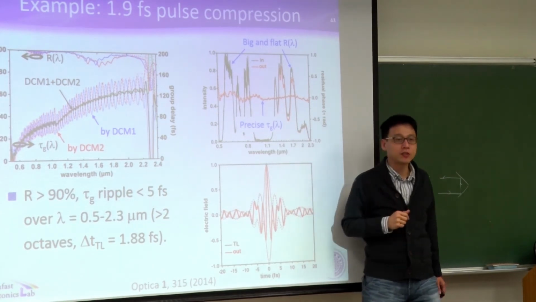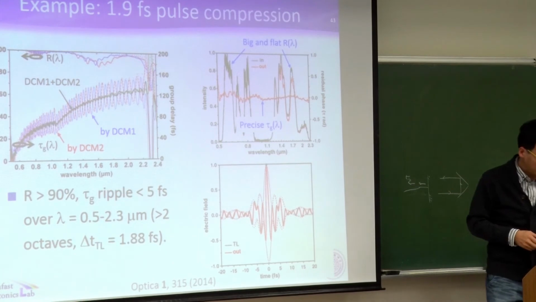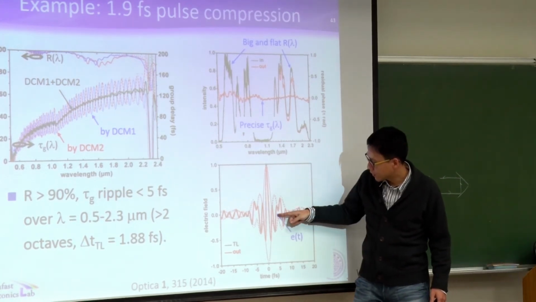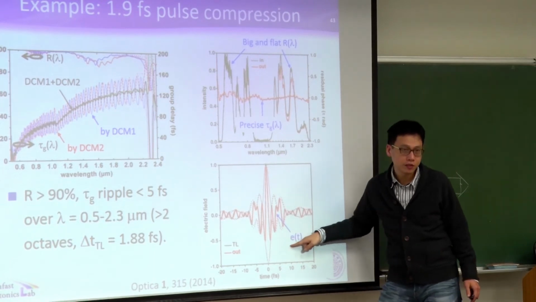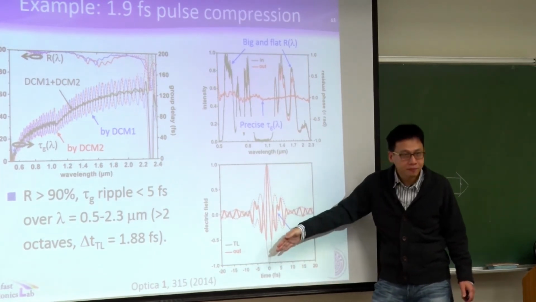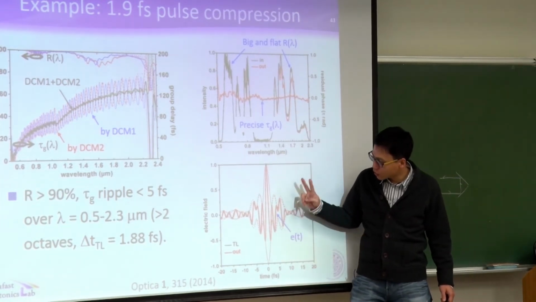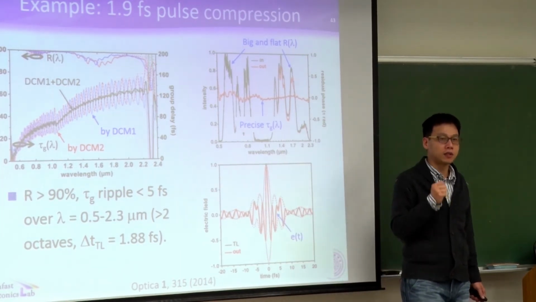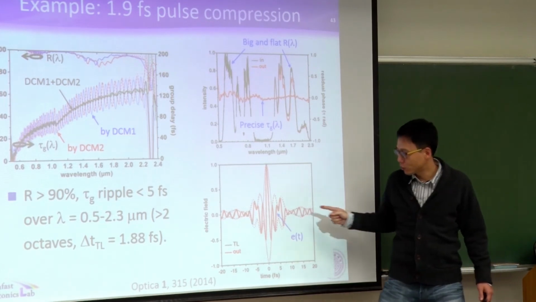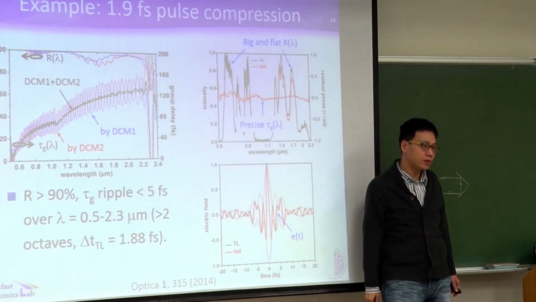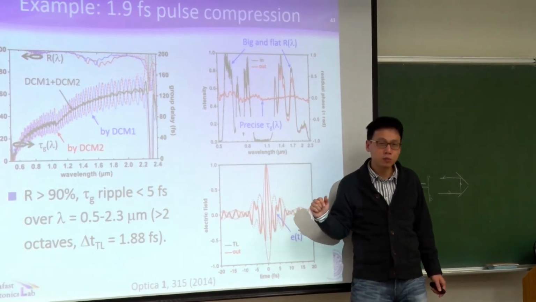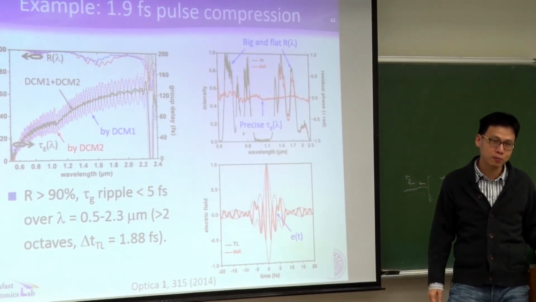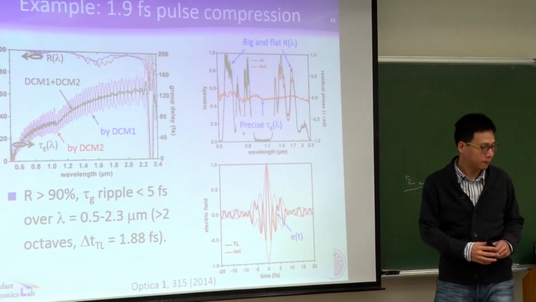And if you measure the electric field, you got this. The solid curve means the electric field as a function of time. But actually, there are two curves. The black one means the ideal transform-limited pulse. The red one means the measured pulse. You can see they almost overlap with each other. That means dispersion compensation is nearly perfect.